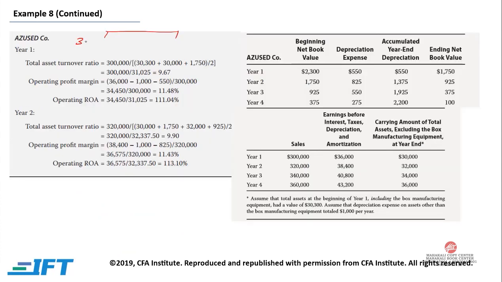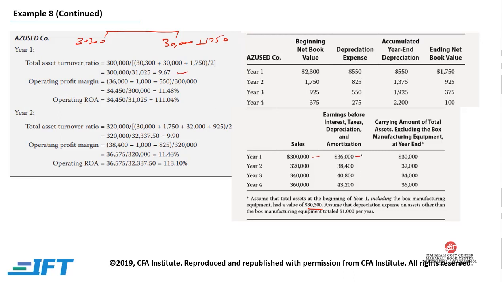Now for as used. Again, at the beginning we have 30,300 as our assets that are given to us, and at the end of the first year our asset would be 30,000 plus 1750, and the average would be 30,300 plus 30,000 plus 1750 divided by 2. This gives us 31,025. Your revenue is 300,000. Revenue divided by average assets is going to give us total asset turnover.